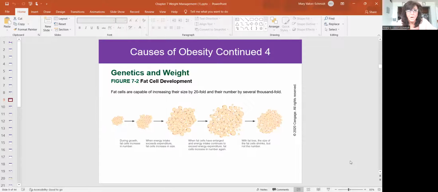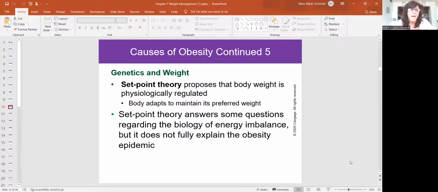Okay, so fat cells can actually increase their size by 20 times. 20 times, that's a lot. And they can increase their number by several thousand times. So in other words, the more fat you hold on to, the more fat you can hold on to. Does that make sense? They get larger and larger.